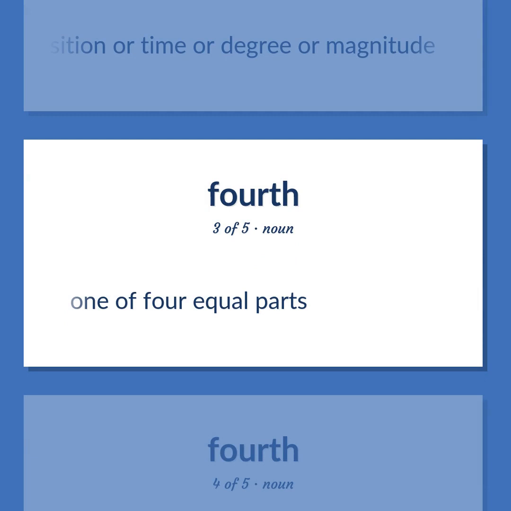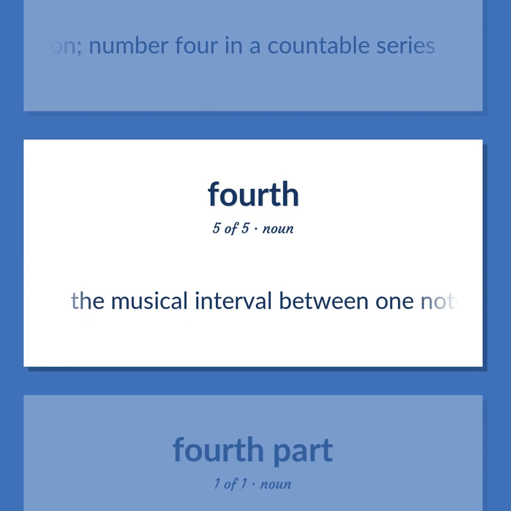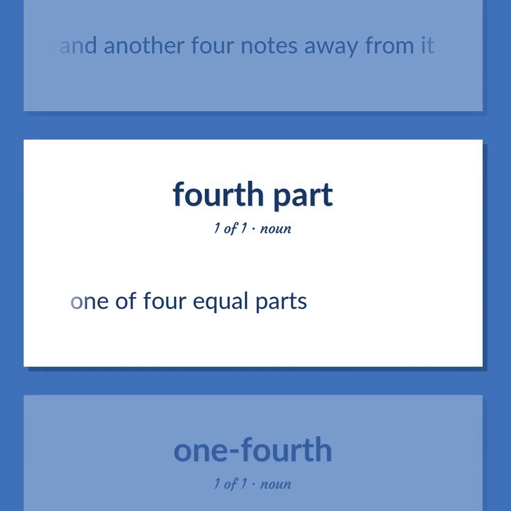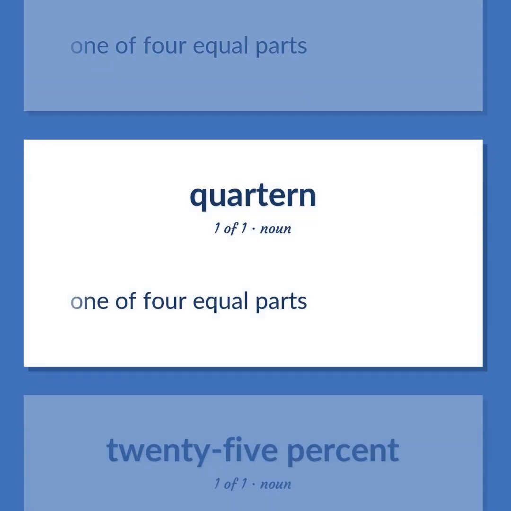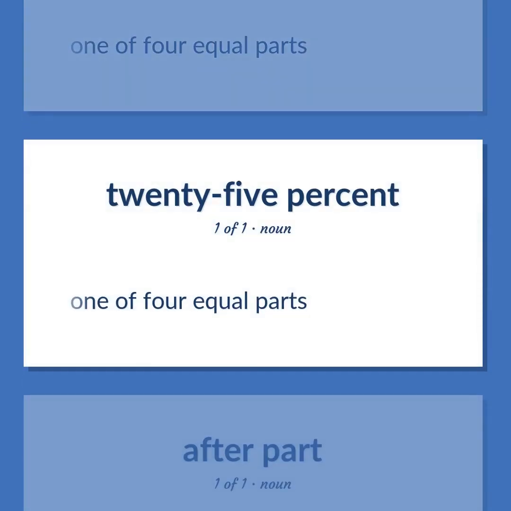One of four equal parts. Following the third position, number four in a countable series. The musical interval between one note and another four notes away from it. One of four equal parts.